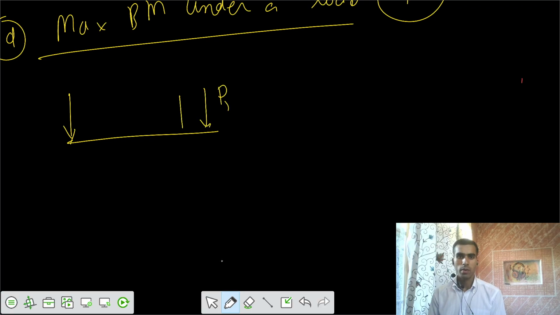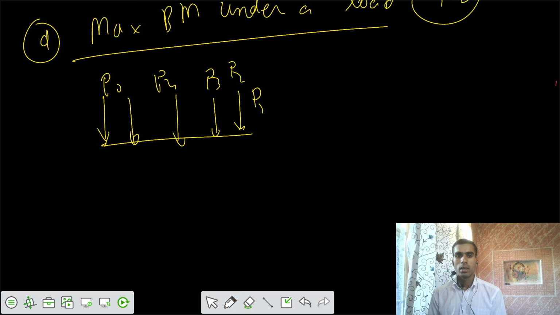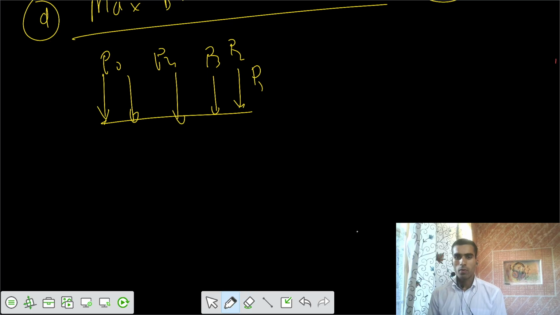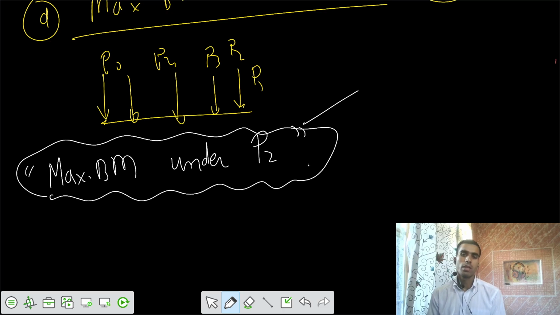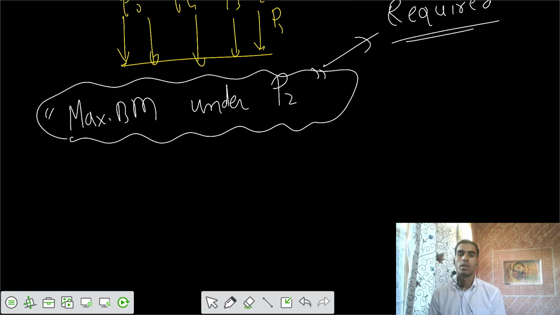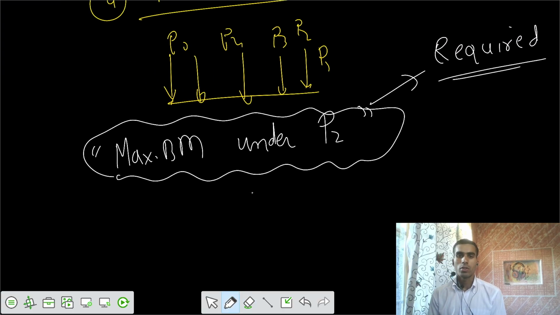Let there be some loads P1, P2, P3, P4, P5, and we specify our condition: let's say we want the maximum bending moment under point load P2. If this is my required condition, then I would consider P2.